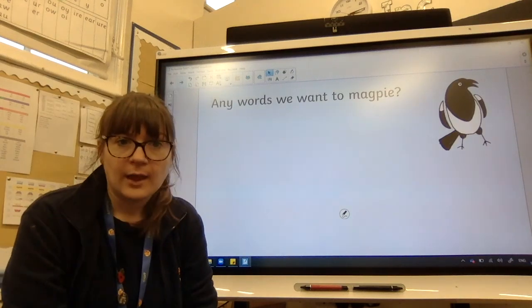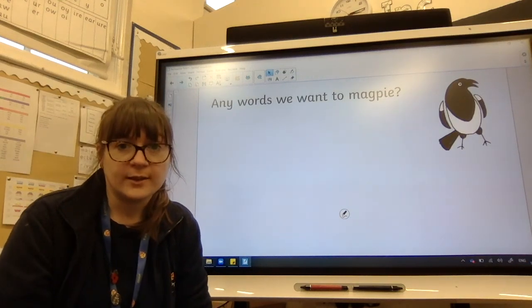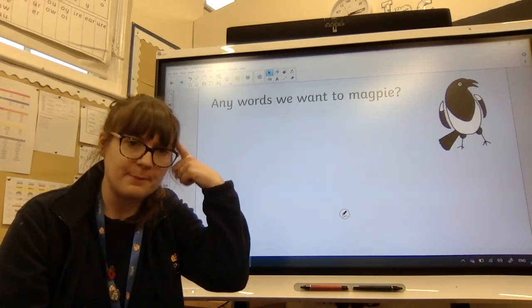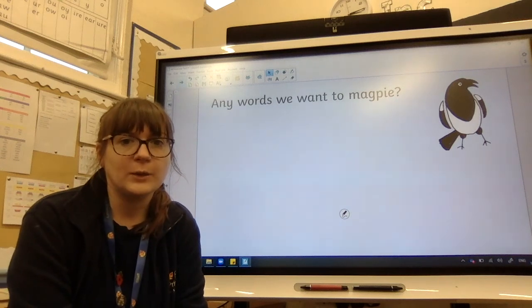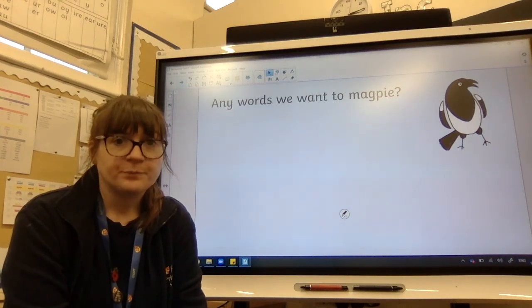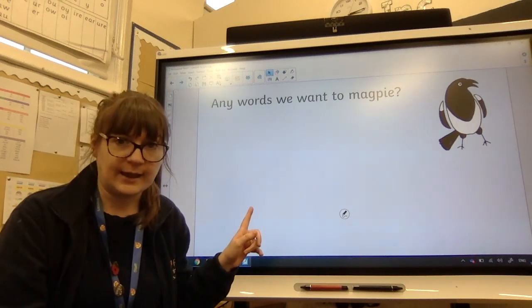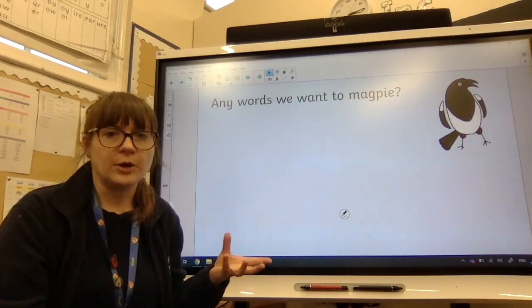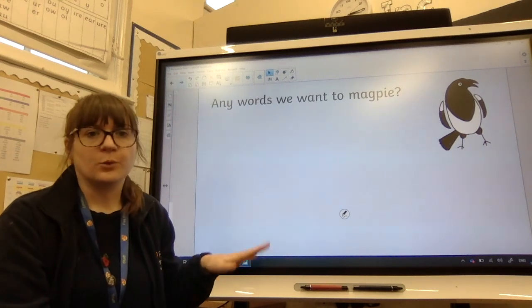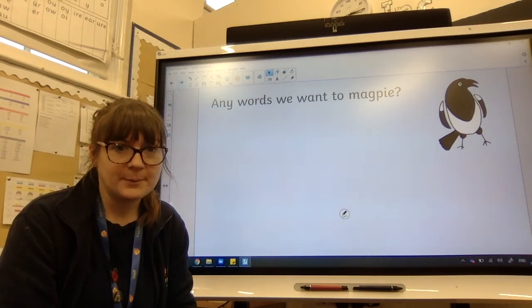So, they are the features of our persuasive adverts. We need to remember them because we are going to be using them in the next few weeks to write our own advert. Before we finish, have a look through those adverts again and see if there are any amazing words that you want to magpie for when you write your own. Write them down somewhere so you don't forget them.